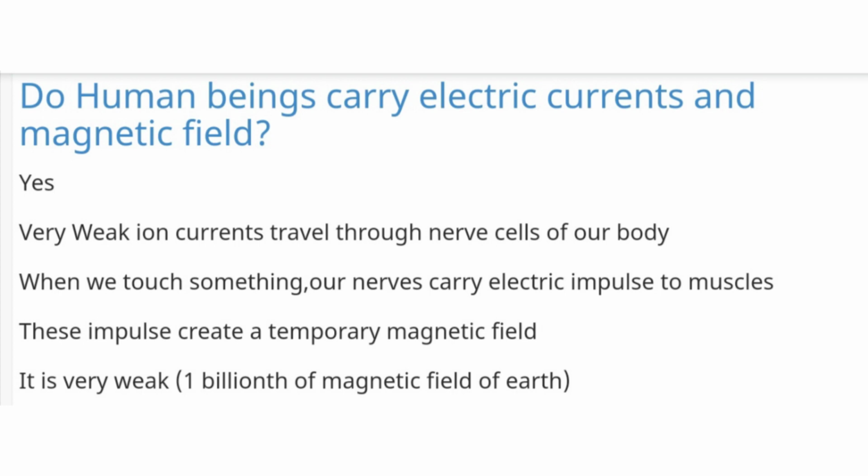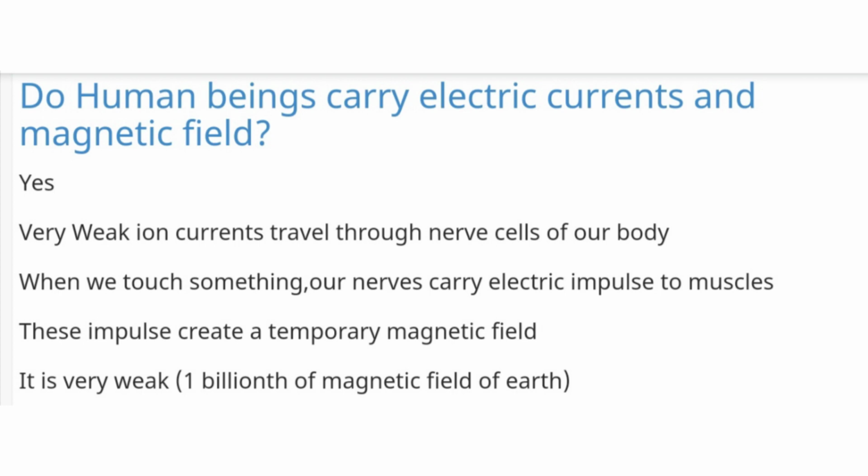So these are the main differences between these things. See here, do human beings carry electric currents and magnetic field? Yes, in our body there are electric currents and magnetic fields. Very weak ion currents travel through nerve cells of our body. When we touch something, our nerves carry electric impulses to muscles.